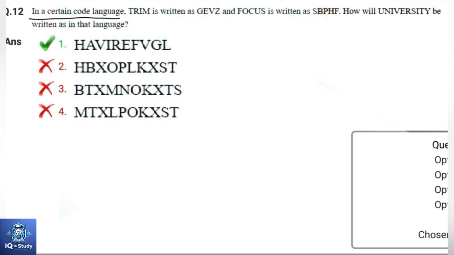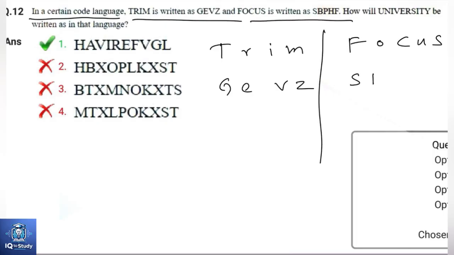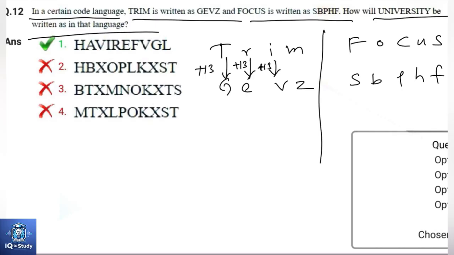In a certain code language, TRIM is written as GEVZ and focus is written as SPPHF. Similarly, we have to find university. Here the logic is T plus 13 is G and R plus 13 is E, I plus 13 is V and M plus 13 is Z.